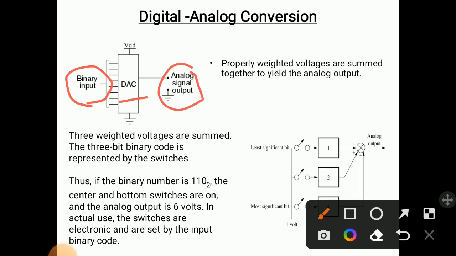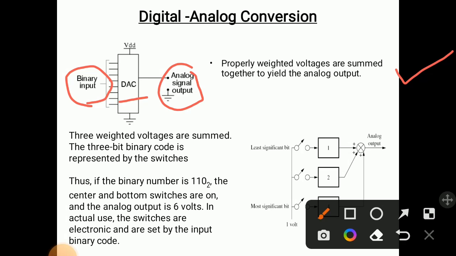So what happens in digital to analog conversion? The properly weighted voltages are summed up together to yield the analog output. Suppose an 8-bit digital word is there, so there are 8 inputs. All 8 input voltages are summed up to yield the single analog output voltage. This is the digital to analog conversion.